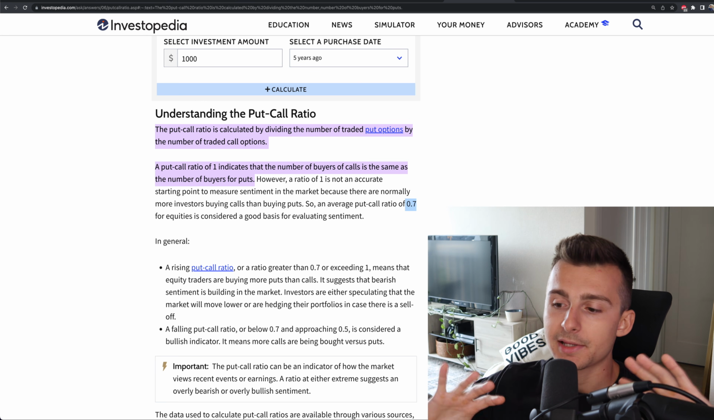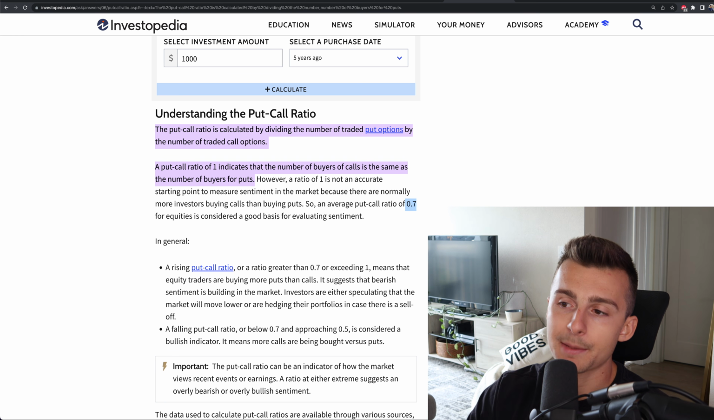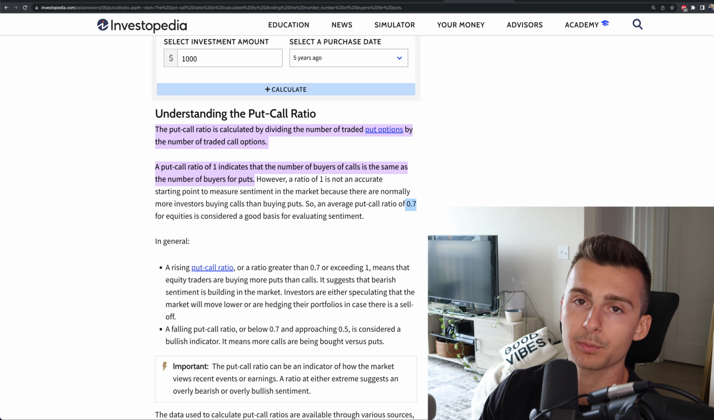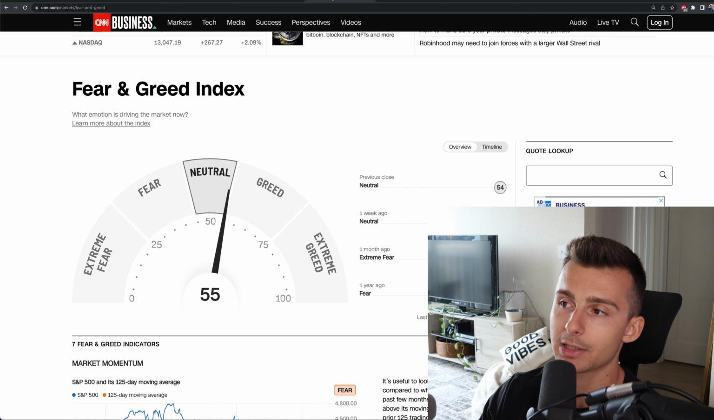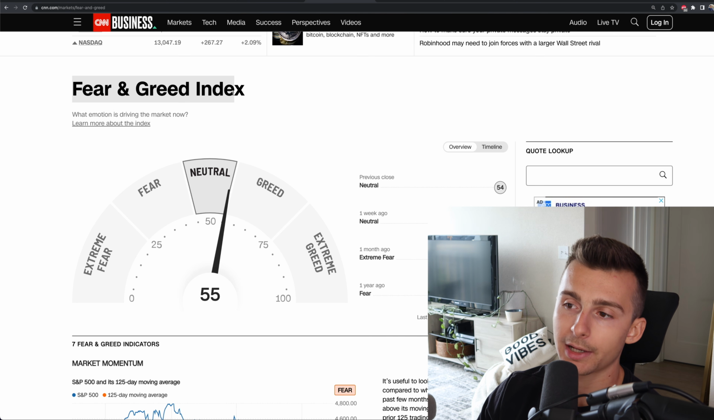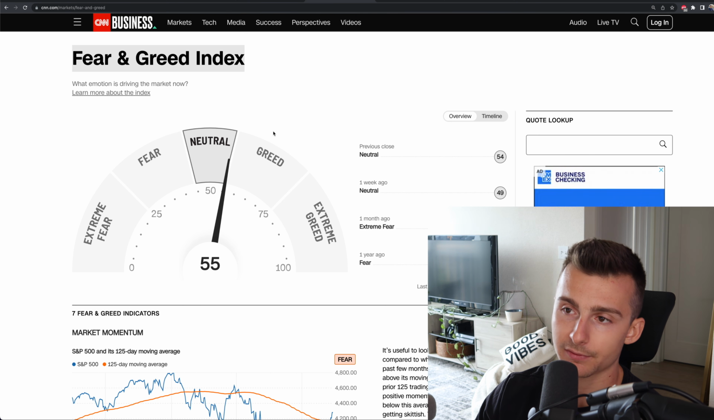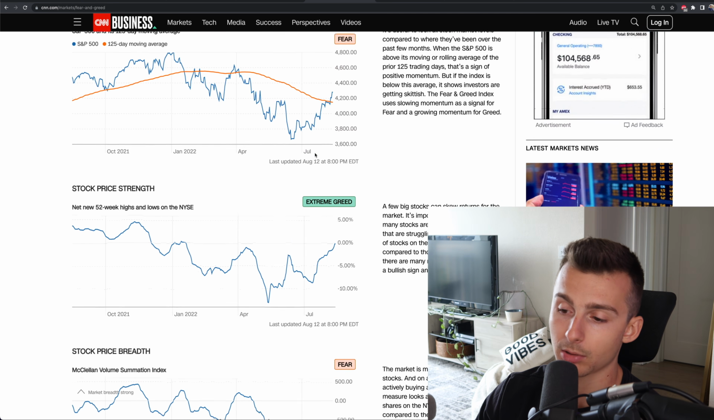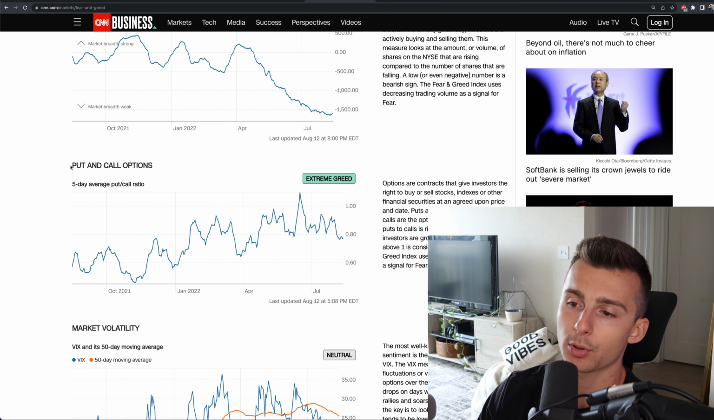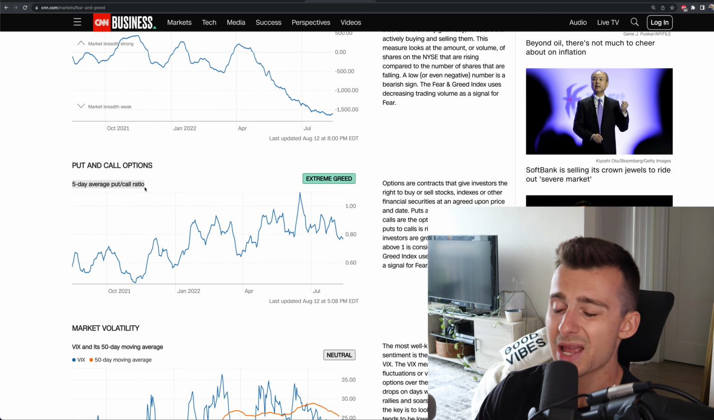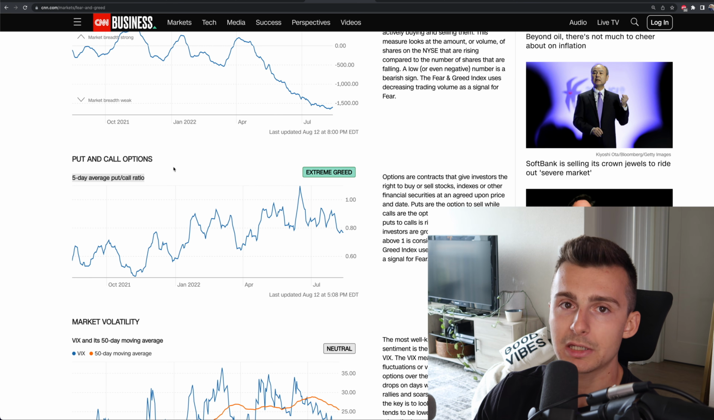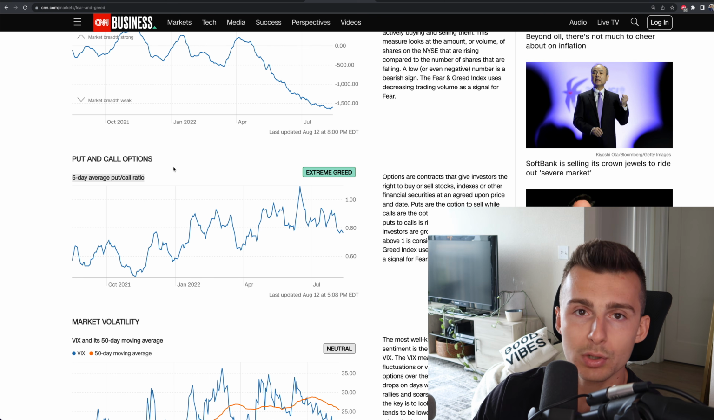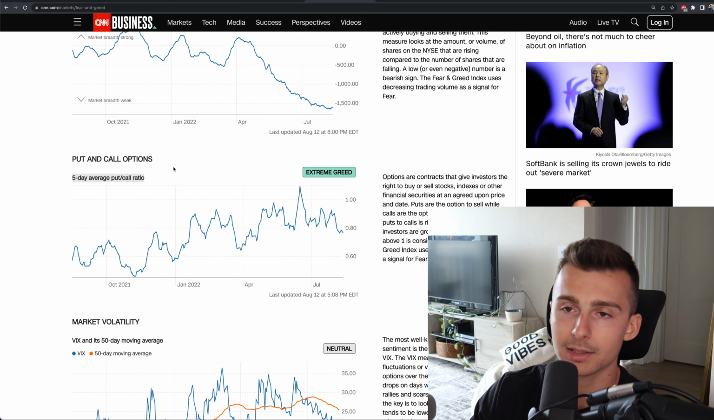Now, there's a lot of places that you can go to get a put-call ratio. One of those places, and we'll cover it really quick, is over here on the Fear and Greed Index. If you look at this from CNN Business and scroll down a couple of indicators, you'll see the put-call options ratio, and they take a 5-day average. Now, these numbers could be different depending upon the chart you're looking at, who exactly is creating the chart, and how it's calculated.